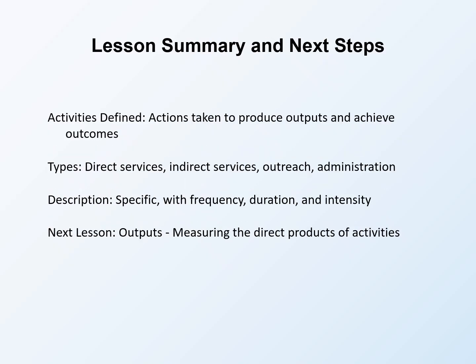Let us summarize the key points from this lesson. Activities are defined as actions taken to produce outputs and achieve outcomes. They represent what your program does, the interventions that create change. Types of activities include direct services to participants, indirect services supporting delivery, outreach bringing people into the program, and administrative functions managing operations. Description of activities should be specific, including frequency, duration, and intensity. Vague activity descriptions undermine logic model credibility and make evaluation difficult.